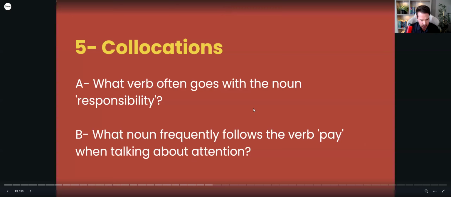Did I say now, or should it be preposition? Yeah, I think I got this one wrong. What preposition frequently follows the verb pay? We're talking about attention. You pay attention to something. So you can ask questions here that are going to get students to focus on the new words and also the words that frequently accompany this new word or expression.